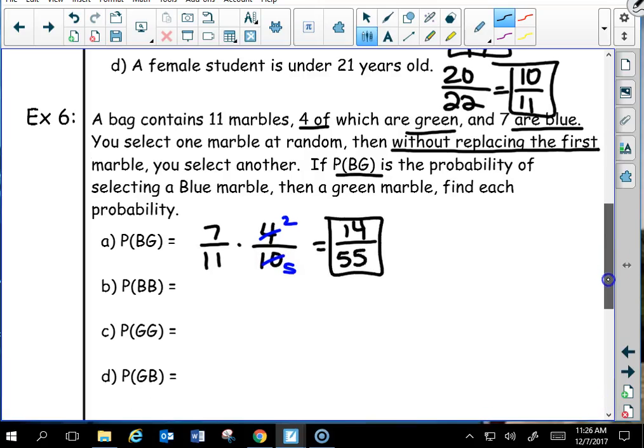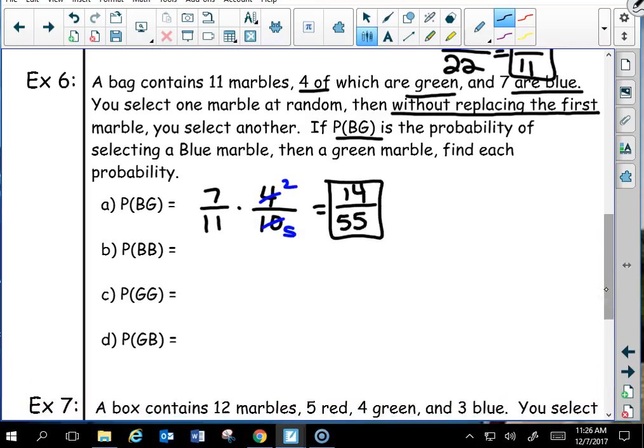Okay, probability of picking a blue and a blue. All right, well, there are 7 out of 11, back to a full bag of marbles. And if the first one we pick is a blue, then both the number of blues and the number of marbles goes down. So the second blue is going to be 6 out of 10. And that looks like it's 21 out of 55.